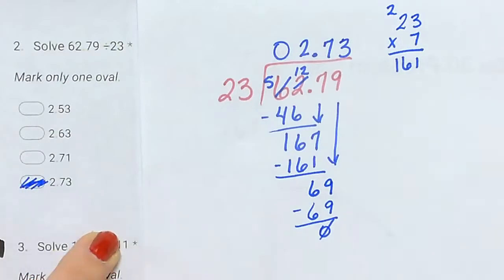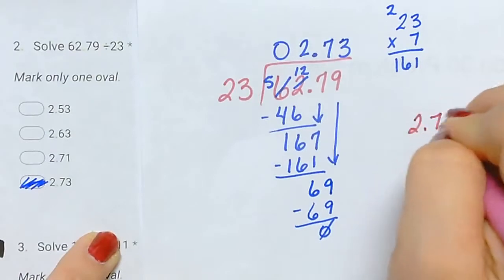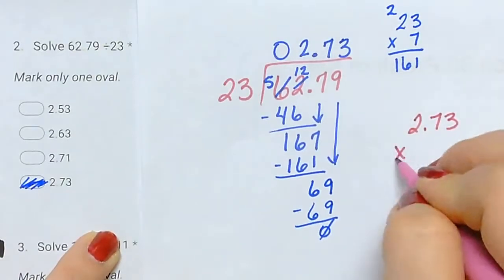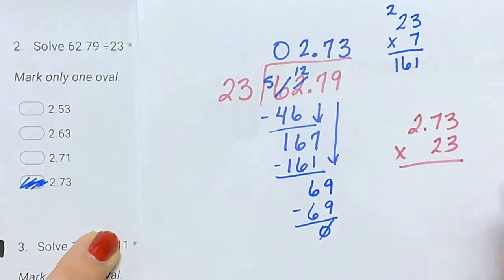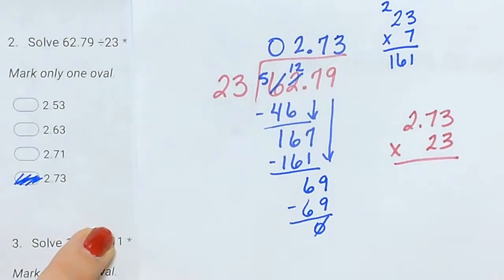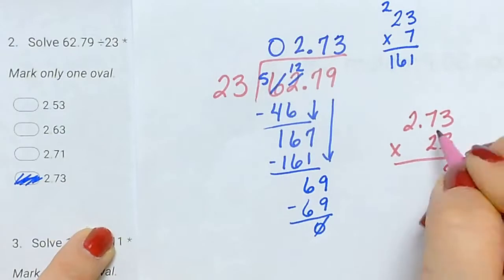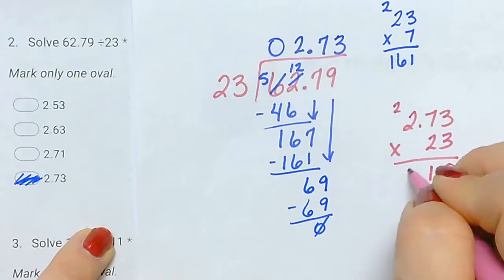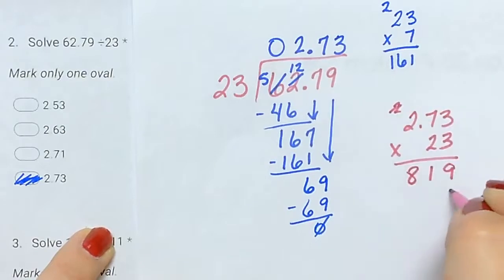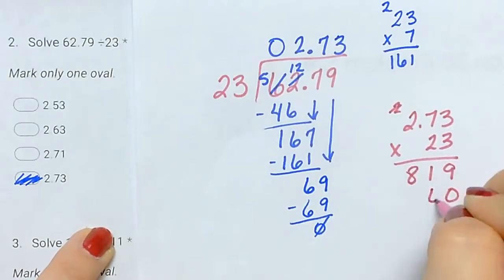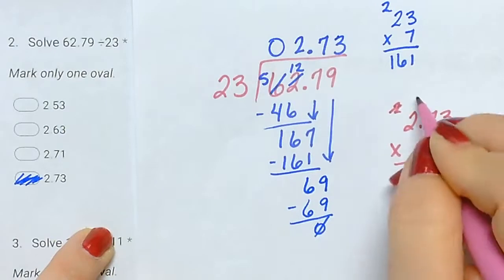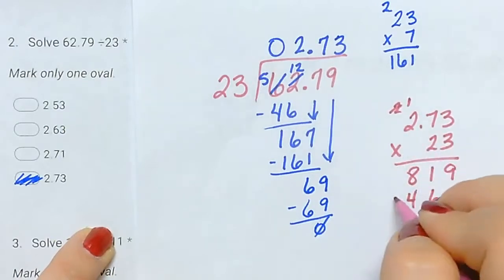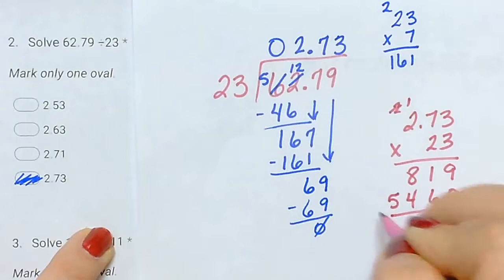But I'm going to go ahead and check that just to make sure. So I have 2 and 73 hundredths times 23 to see if it gets me back to my original dividend of 62 and 79 hundredths. So this is 9, 21, carry over a 2. 6 plus 2 more is 8. Drop down a 0. This is 6, 14, carry over a 1. That's 4 plus another is 5.